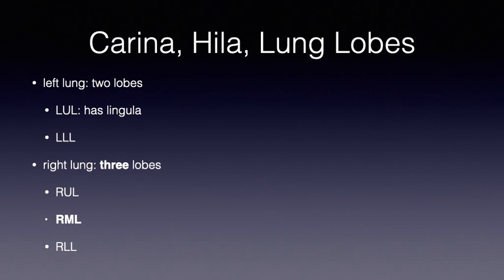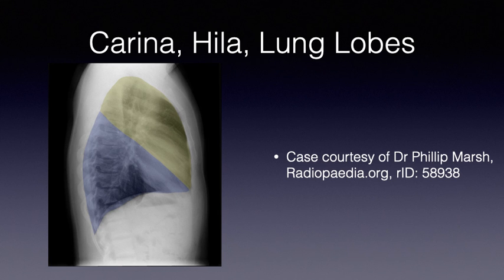The left lung has only two lobes, an upper one and a lower one. The tongue-shaped portion of the left upper lobe is called the lingula. The right lung has three lobes, an upper, a middle, and a lower one. The lower lobes of both lungs occupy more of the lower and posterior portions of the lung.